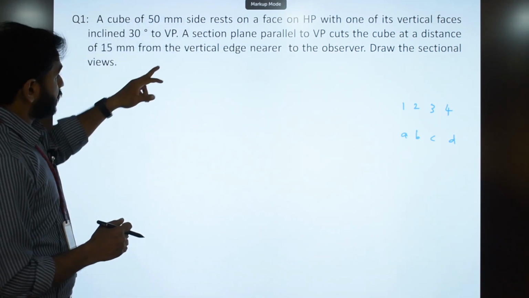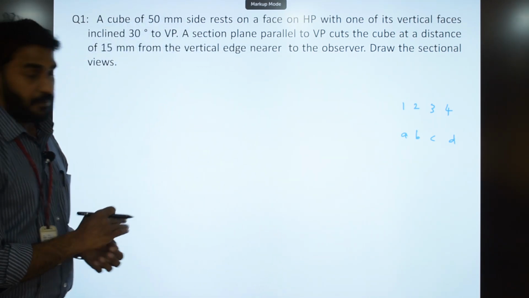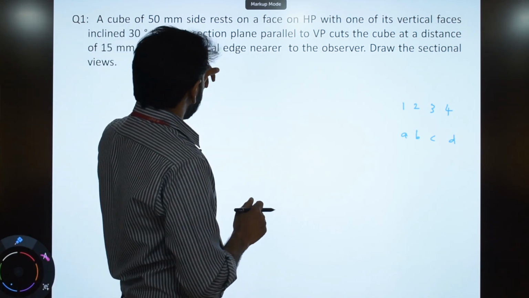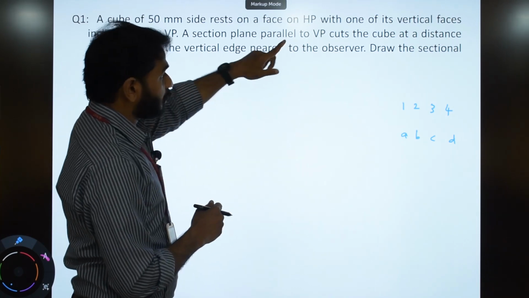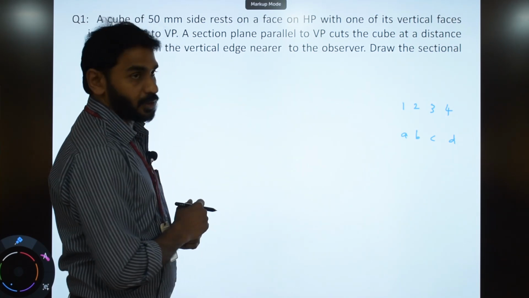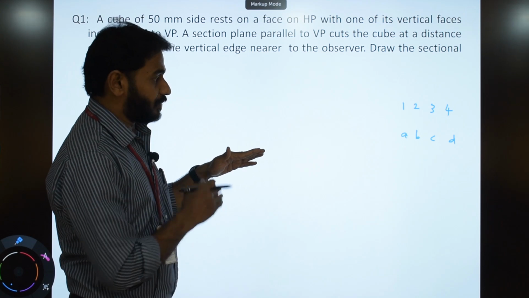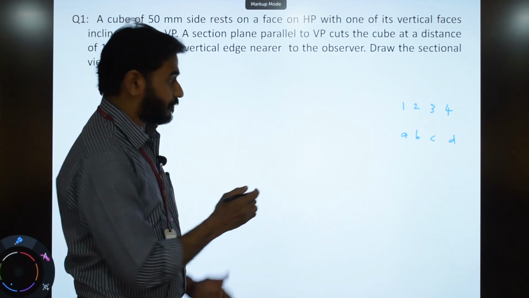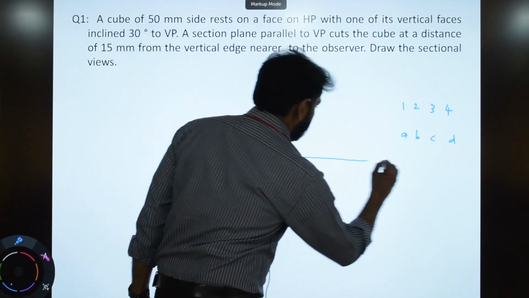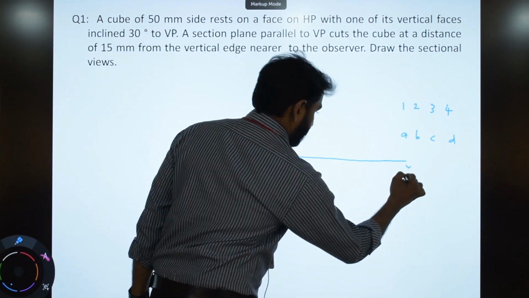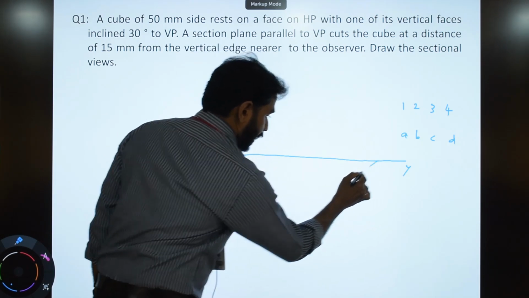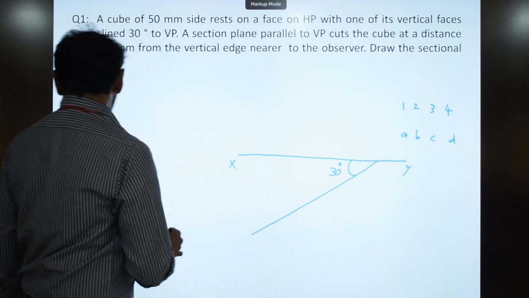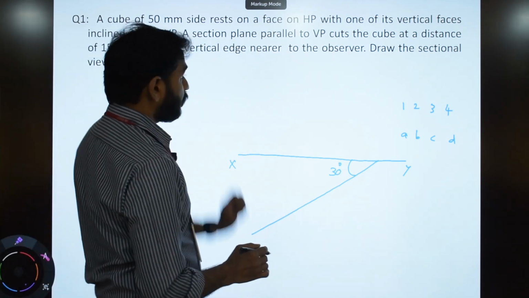Now it is given that the cube is resting on HP on a square face, and one more condition is there, with one of its vertical faces inclined 30 degree to VP. So you can keep any vertical square face inclined to VP by 30 degree at the first stage itself. So we draw the XY line, and you can draw a line inclined 30 degree to XY line.